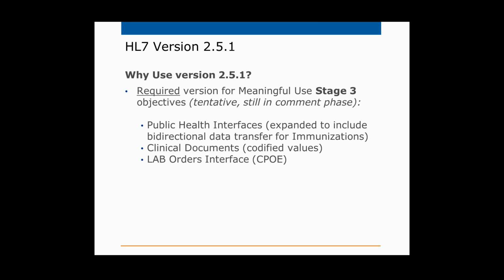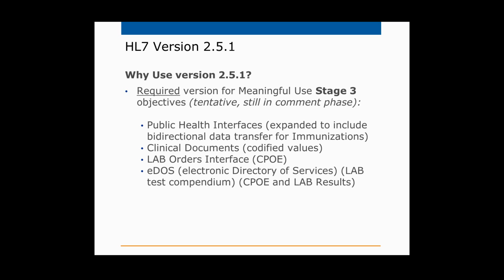Lab orders, so for CPOE, providers being able to place orders to meet that objective. That objective was part of stage 2, but specifically for stage 3, that calls for 2.5.1. To support that and the lab results, there's also the concept of the electronic directory of services, or what we might call a lab test compendium. So the list of all of the orderable lab tests that somebody would be concerned with has overlap with CPOE and the lab results interfaces for stage 3, all using 2.5.1.